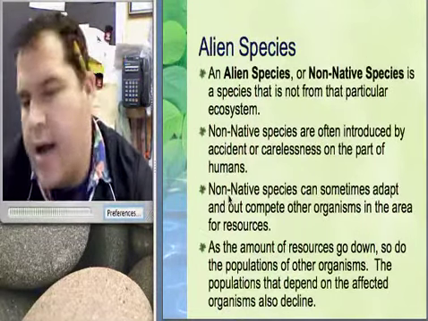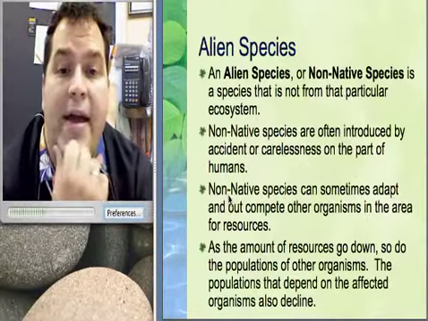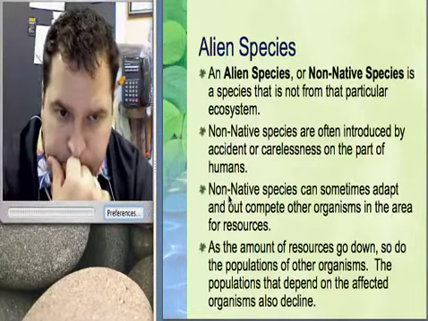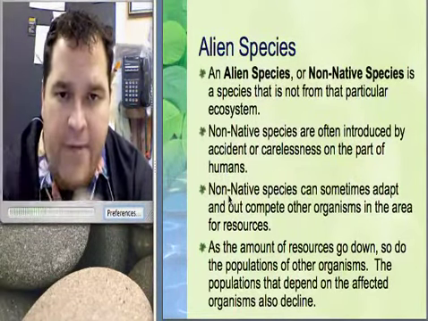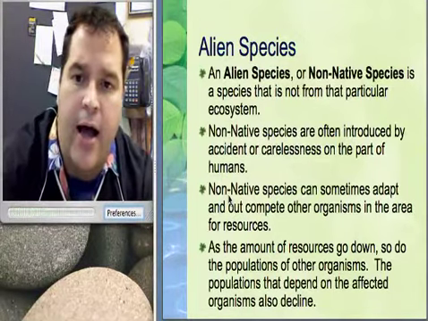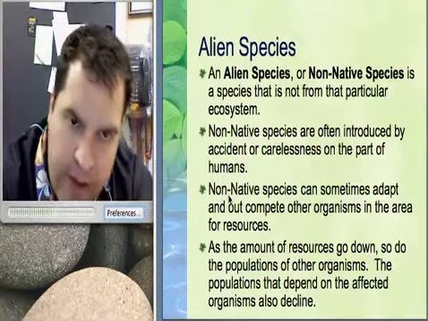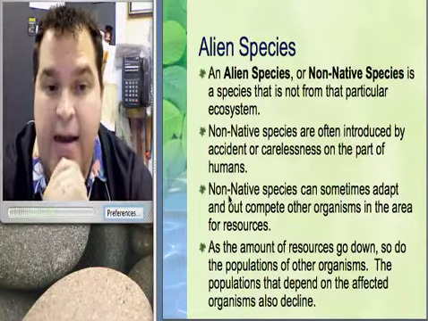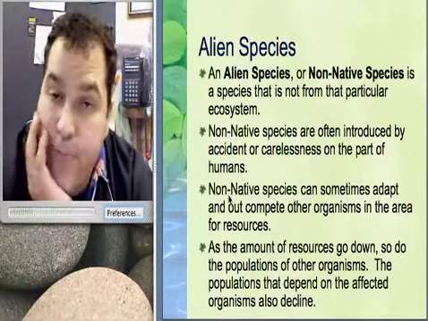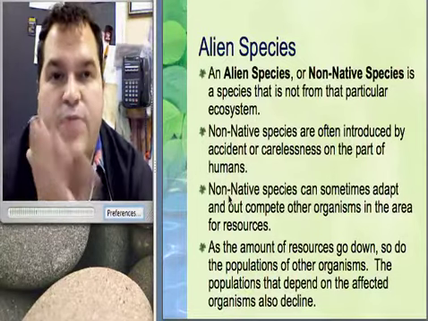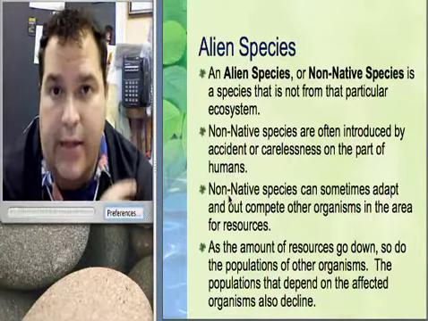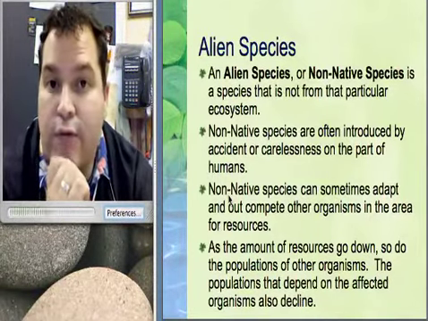An alien or non-native species, which can also be called, by the way, an invasive species, is not from that particular ecosystem. So we have an organism that is moved from one place where it is native to a place where it is not native. These are often introduced by accident or just by carelessness, and most of the time it's due to human activity, and so it's our fault usually.